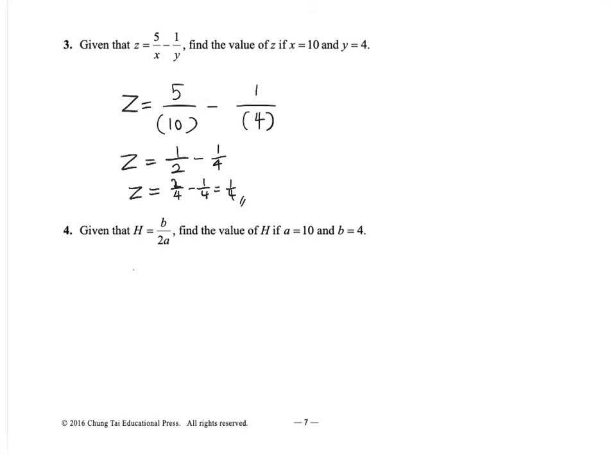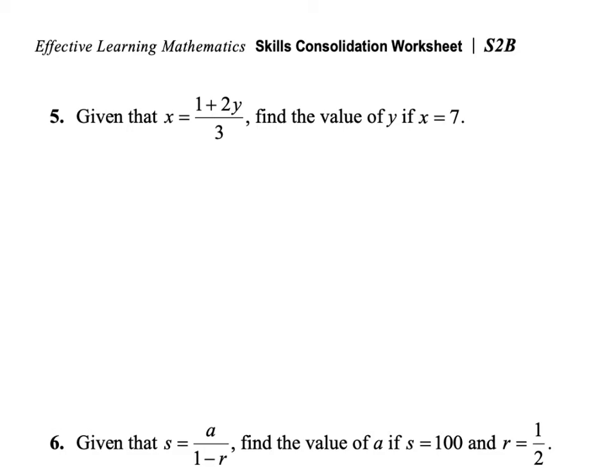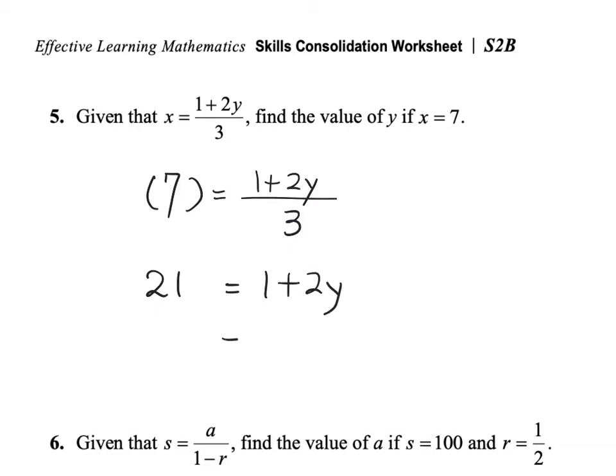And for this one, the same applies. So you have to put it back. Okay, like this. So you have h equals to here, like this. So at the end, you have 1 over 5. Okay, and then for this one, 7 here equals to 1 plus 2y over 3. So once again, you just like solving the equation. So you have 20 equals 2y and y equals to 10.